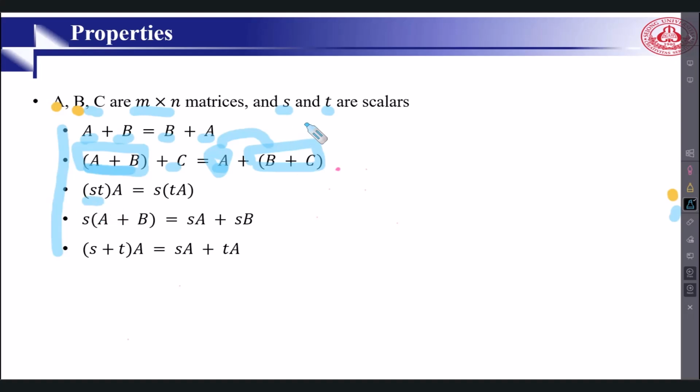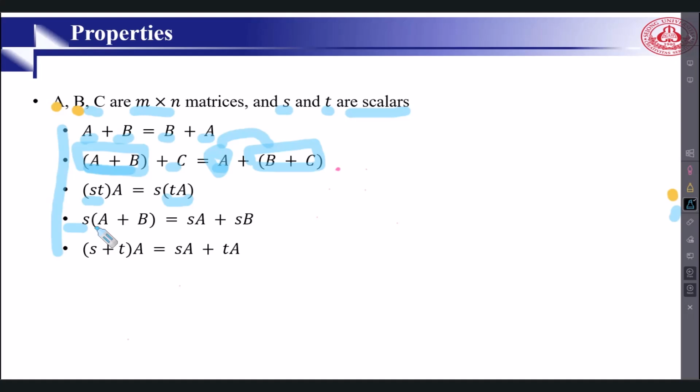So we have S and T, and here we say S and T are scalars, real numbers. If we first multiply S and T together, then multiply the result by A, it is the same as first multiplying T by A, then multiplying S by the result. So multiplying a matrix by a product of two scalars is the same as first multiplying by one of them, then multiplying the result by the other. It's the same. The fourth one is that scalar multiplication distributes over matrix addition.